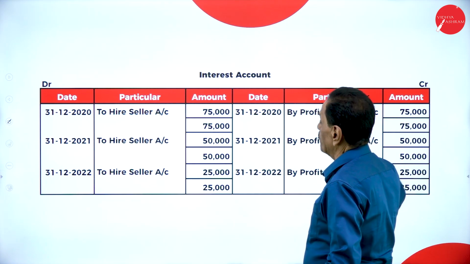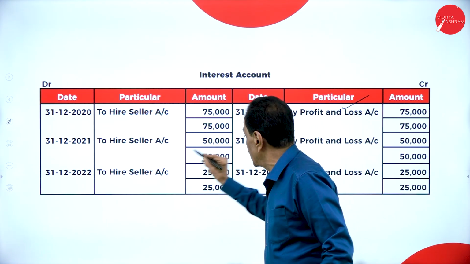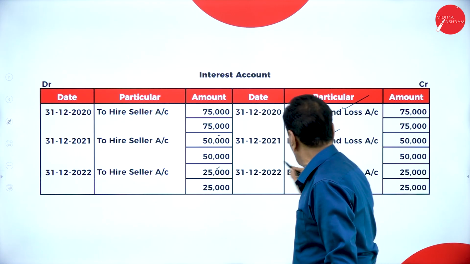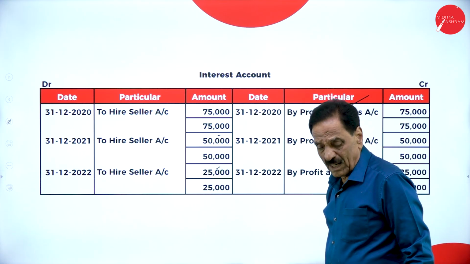75,000. Transfer to profit and loss account. Interest to hire seller account 75,000, by profit and loss account. Interest to hire seller 75,000, transfer entry by profit and loss account.